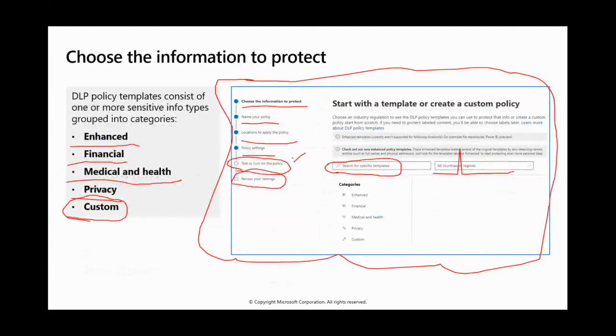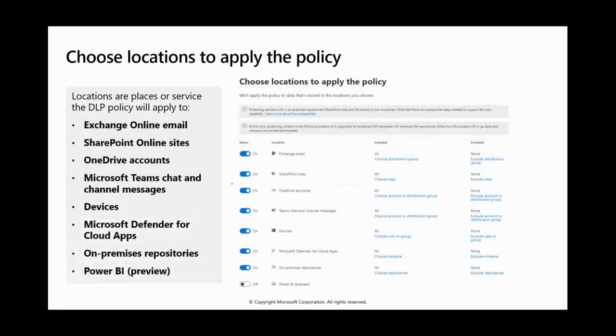As you can see here, once we choose the information to protect, we are going to choose the locations to apply the policy. Some of these places could be Exchange Online email, SharePoint Online sites, OneDrive accounts, Teams chats, and channel messages. Also, remember that we can extend this protection to different operating systems. For example, Windows 10, Windows 11, and also macOS.